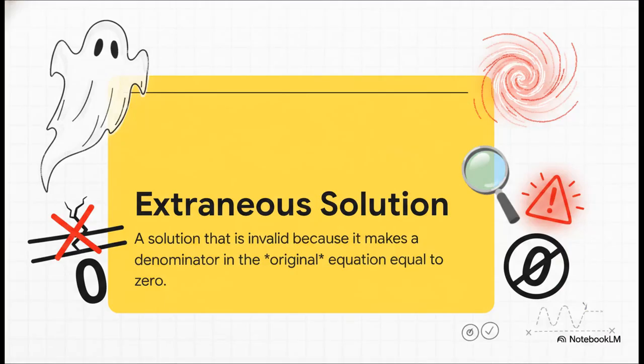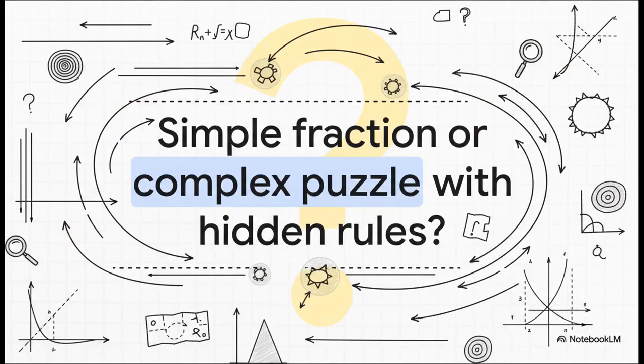This is what's known as an extraneous solution. Think of it like a ghost solution. It looks real, your algebra says it's real, but it's an illusion. It's invalid because it breaks our one unbreakable rule. You cannot divide by 0. So you always have to check your answers against the original equation to make sure they're not in a forbidden zone. Which brings us all the way back to where we started.